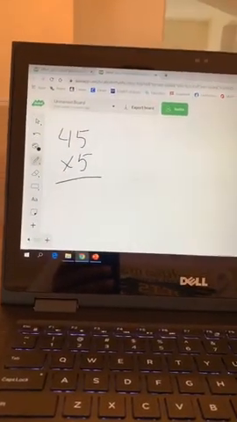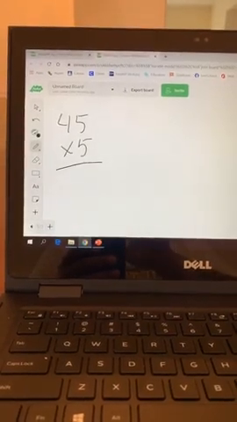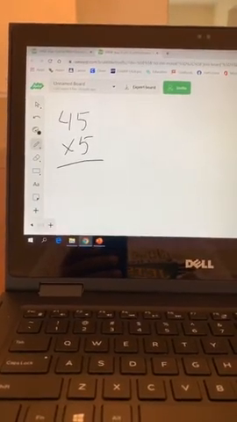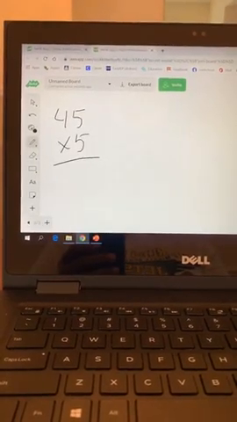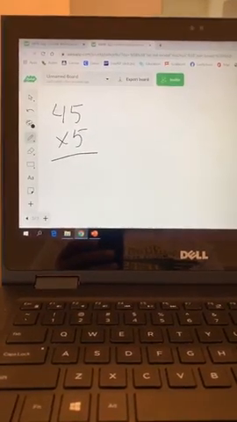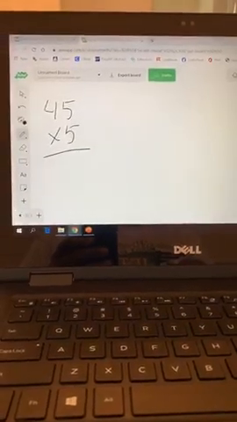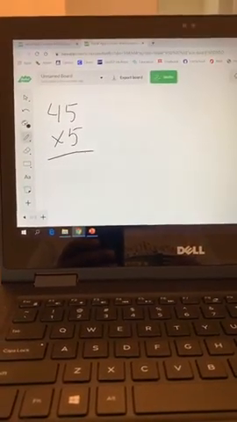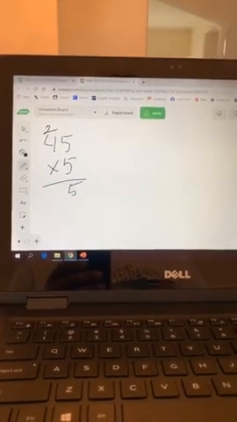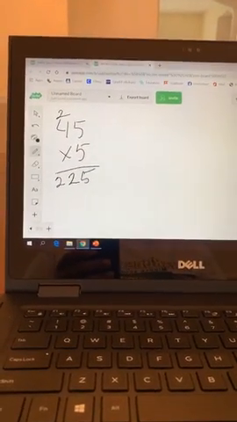$45 times 5. No, it's not okay. So they won't receive their credit, and it won't help their grade. Okay. 45 times 5. You said 225. Mr. Starr, let's see. 5 times 5 is 25. 5 there. Gonna carry my 2. 5 times 4 is 20. Is that what you have? 225? Okay. Good job.